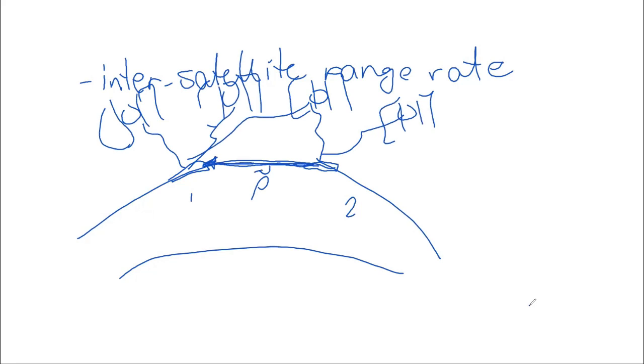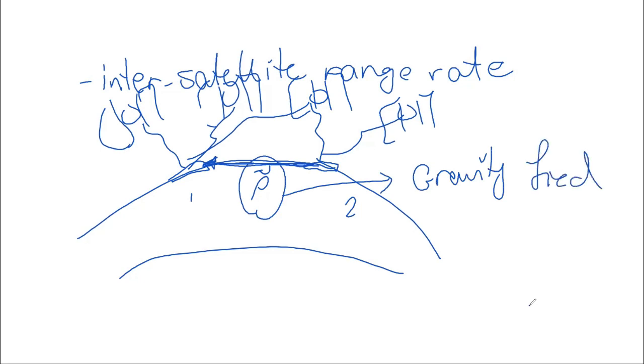So the question is how this distance is connected to the gravity field. So that's the main question. This distance is not constant, and it changes as the satellites rotate around the Earth. They will experience different mass distribution over the Earth.